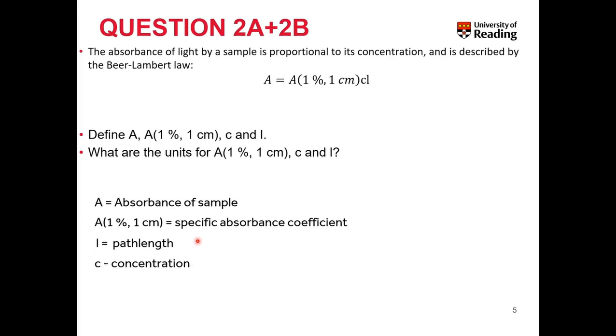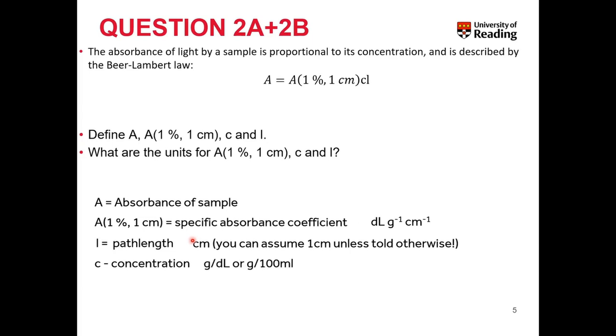Now the units for these 3 terms are decilitres per gram per centimetre for the specific absorption coefficient, centimetres for path length, and you can always assume these are 1 unless you were told otherwise, and grams per decilitre or grams per 100 ml for concentration. You can use either of these terms and they are completely interchangeable.